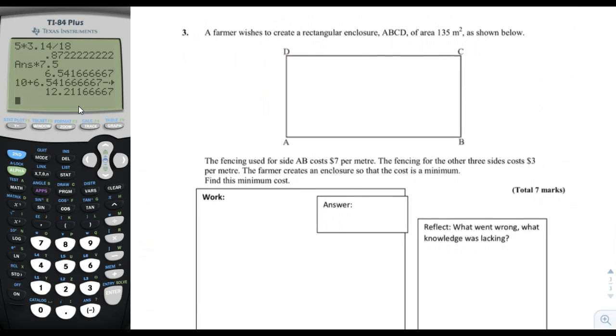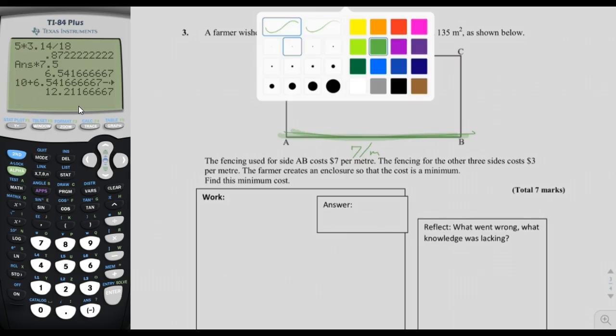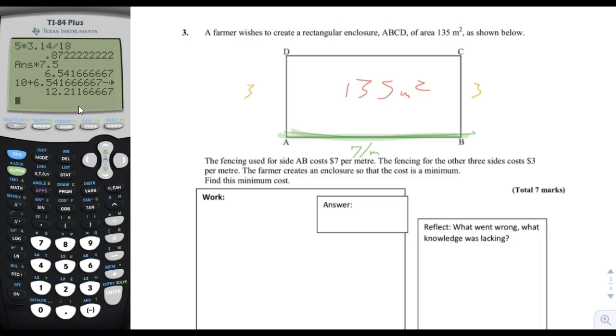A farmer wishes to create a rectangular enclosure of area 135 meters squared as shown below. Okay. The fencing used for side AB costs $7 per meter. And for the other 3 sides, it costs $3 per meter. Okay. So this is kind of an unusual problem because we never had problems before where they had cost of fencing, especially different costs of fencing depending on the side. Okay. Maybe you got like a yard, and the front of the yard you're going to put some expensive wooden fence, and on the sides and on the back you're going to put chain link fence. Okay, so maybe that's why you have different price fence.